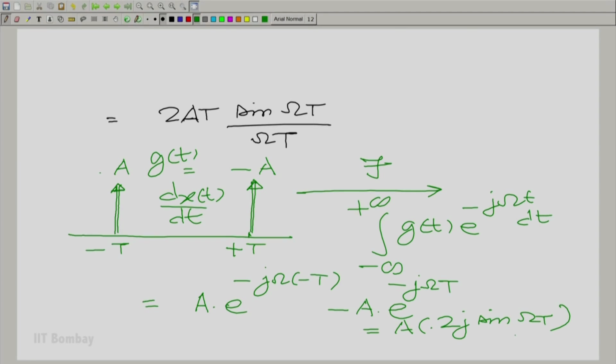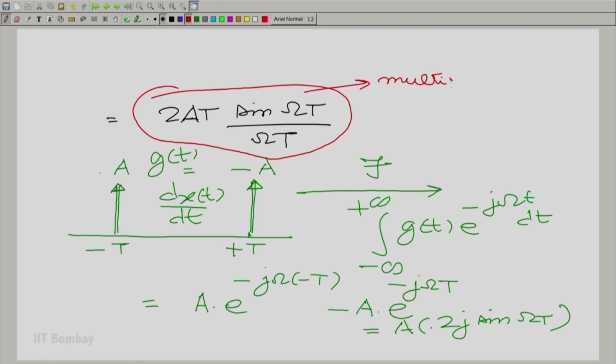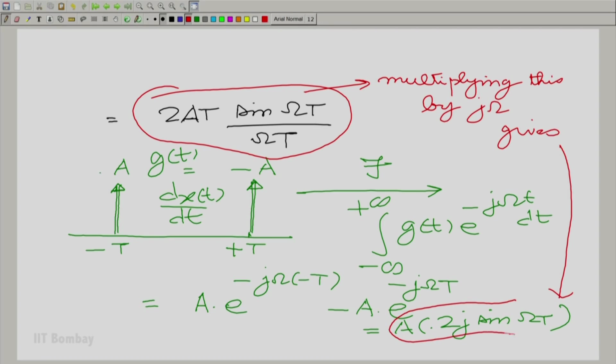And now you can see what is happening here. If I multiply this by j omega, indeed it gives this. The t's would cancel as they are, we just introduced them for convenience, and the 2a is there as it is here, and the j comes in and the omega goes away because of this. So, you can see that multiplying this by j omega gives this. So, we verified the differentiation property for the rectangular pulse. Now, in this case of course, differentiation gave you impulses, so you had to do a little bit of work to think what would happen.